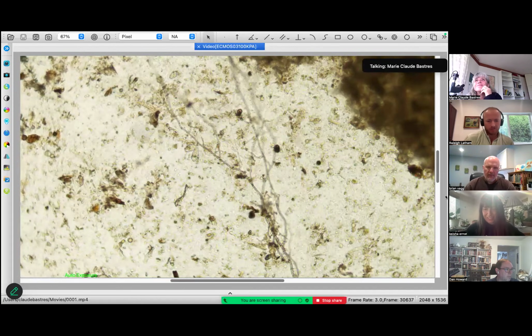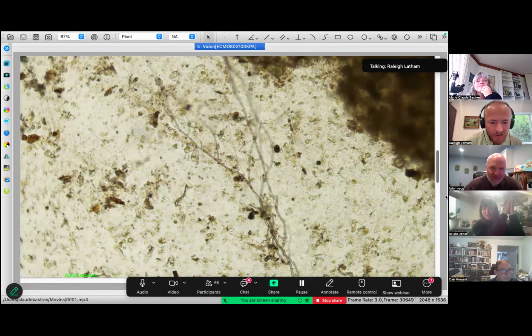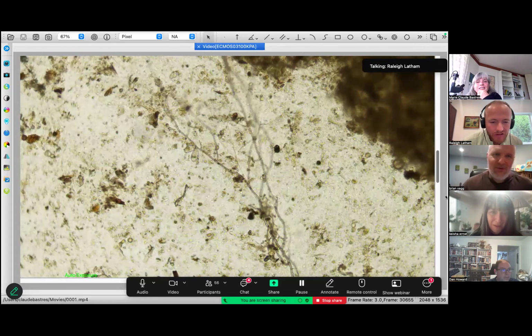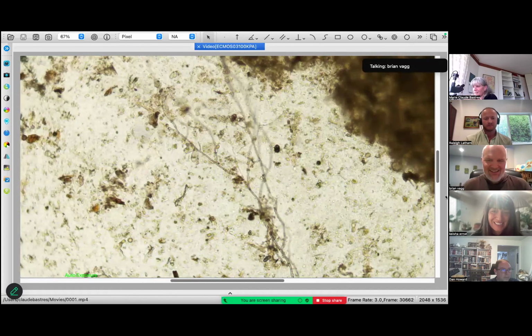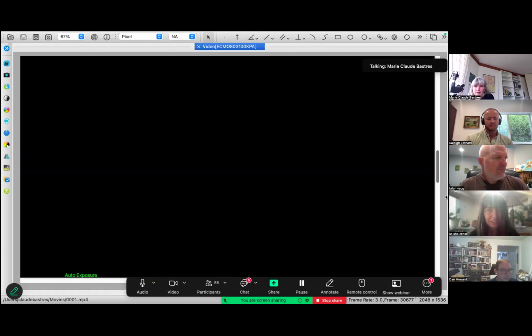Wow, look at this. Look at this right in the middle of the frame. That looks like a wild branched fungi. That's really cool. Fungal weft. Look at that, Marie. Beautiful. So let me go to the 400.